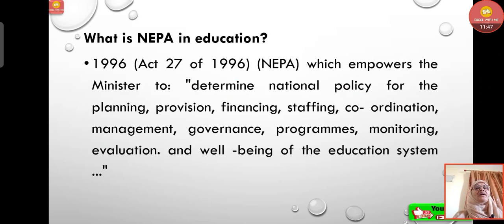Now, what is NIPA in education? Act 27 of 1996, which empowers the minister to determine national policy for the planning, provision, financing, staffing, coordinating, management, governance programs, monitoring, evaluation and well-being of the education system. This is NIPA.